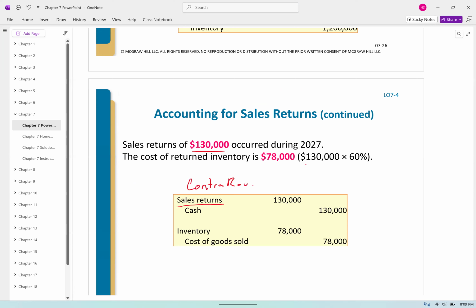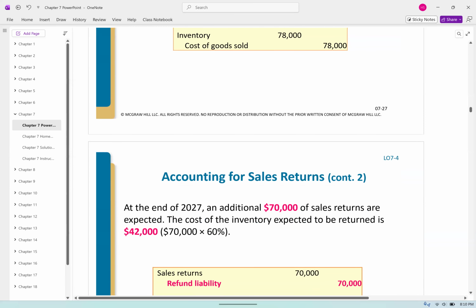We take the 130 multiplied times 60% to get the cost of the inventory. We're putting it back into our inventory system. So it's going back. It's perfectly good inventory. If it's damaged, or if it's worth nothing, we would not even make this entry. But they said they returned the inventory, therefore we know that it's going back on the shelves.